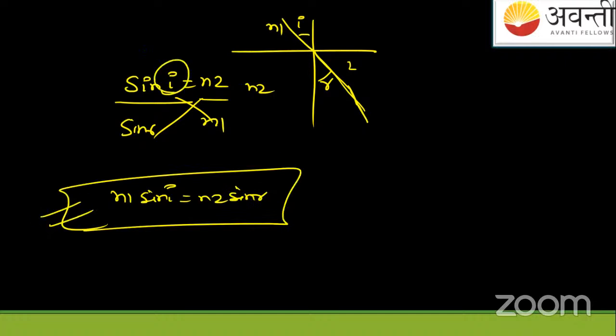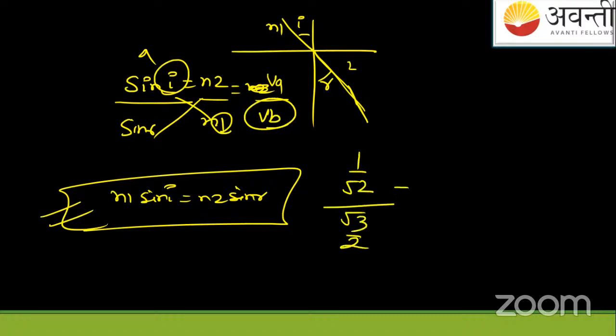So if this is i of medium A, the velocities are reversed, so this will be VA. If this is 1, this will be VA and this will be VB. So sine 45 is 1 by root 2, sine 60 is root 3 by 2. VA is here, and this will be VB. VB we know is given here, equals C by 3.